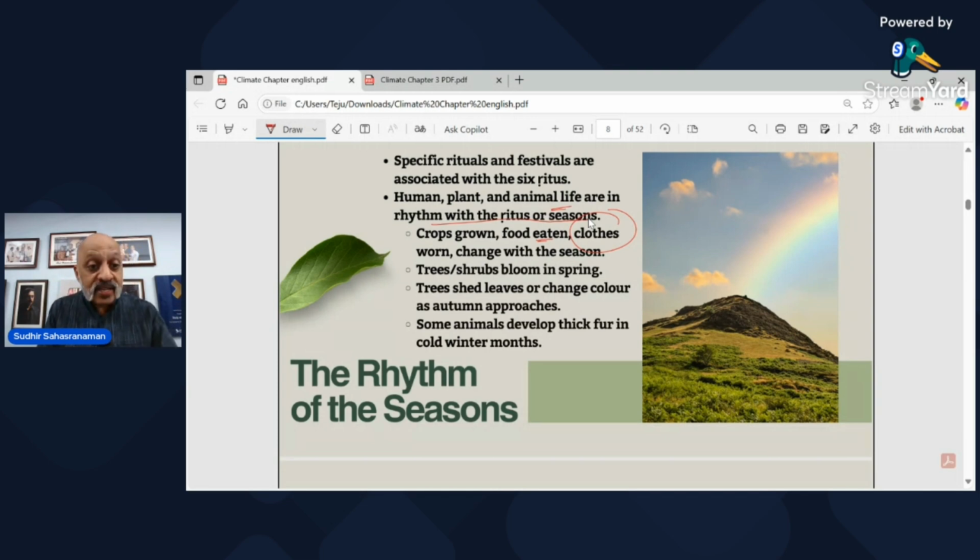Then trees, shrubs, they bloom in the spring season, right? The trees shed leaves during the autumn, as I just now told you, the fall. Then some animals develop thick fur in the cold winter months. Why do they do so? So that it gives them protection from the cold winter. So with the change of the season, there are all these kind of changes that take place. The animals develop thick fur, we wear warm clothes to protect ourselves from the cold.